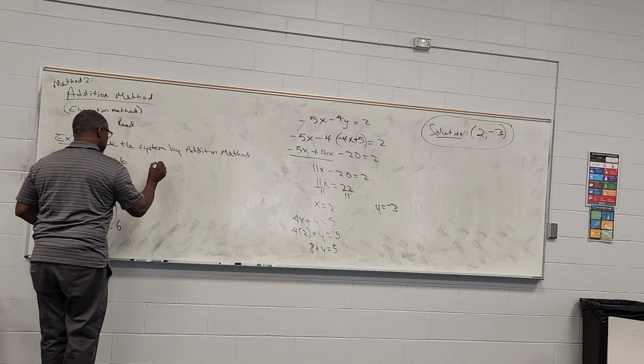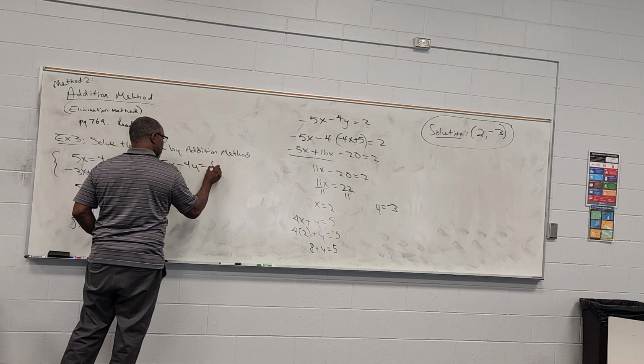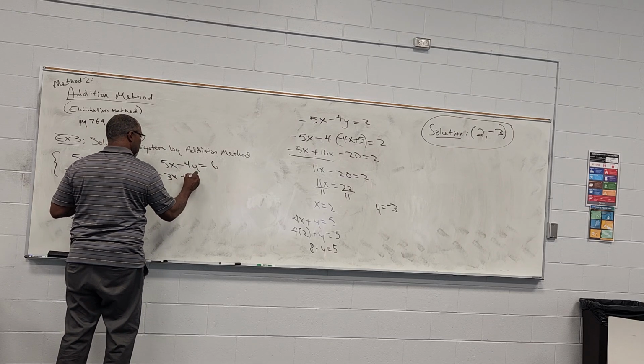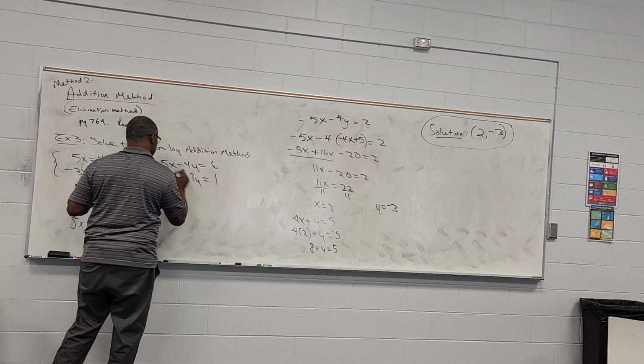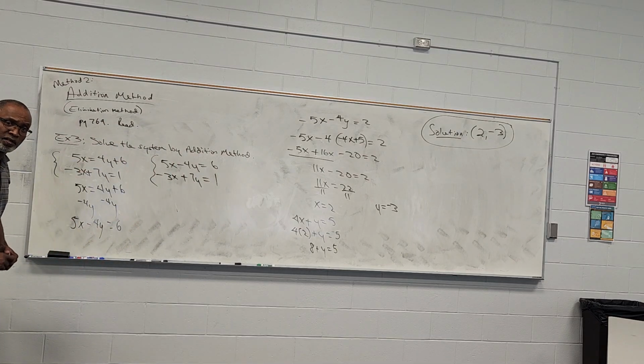So my new system is 5x minus 4y equals 6. And the second equation I didn't do anything to. Negative 3x plus 7y equals 1. These two lines are the same thing as those two lines. They represent the exact same lines. All right, so now I want to solve this system by what's called the addition method.